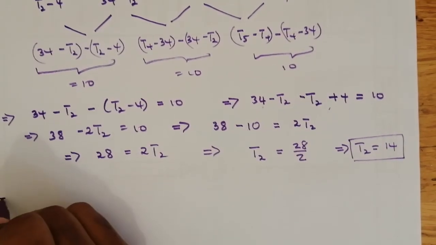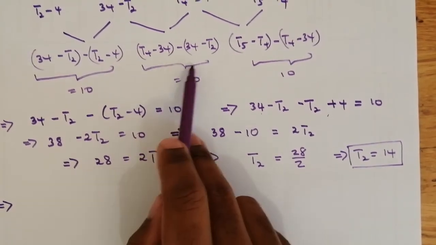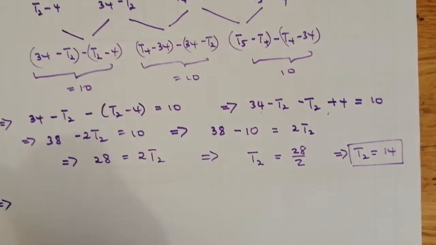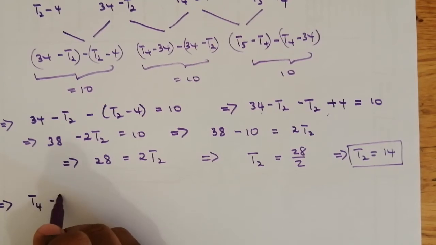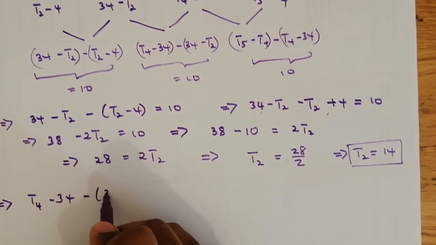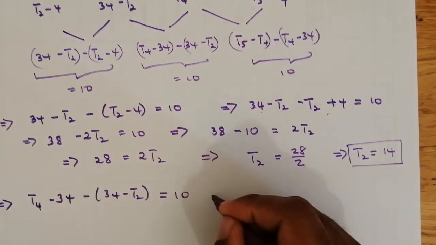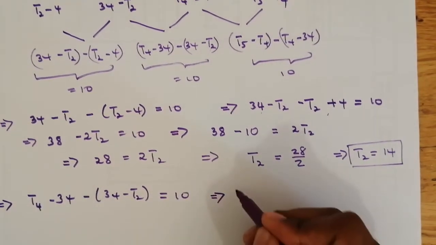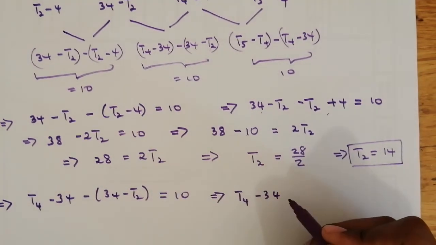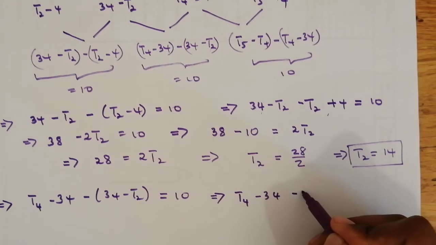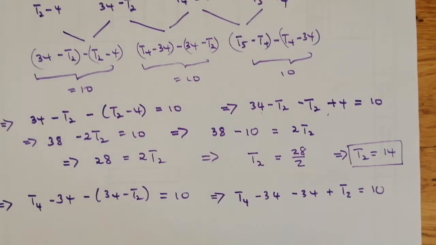Now we're going to find the next missing term, which is T4, sorry, not T3. We have T2 already. So T4 minus 34 minus (34 minus T2) equals 10. T4 minus 34, and we distribute the negative sign inside the brackets again, so minus 34 plus T2. This equals 10.